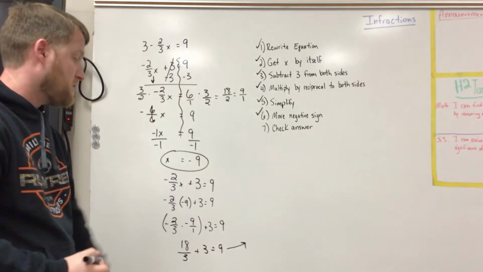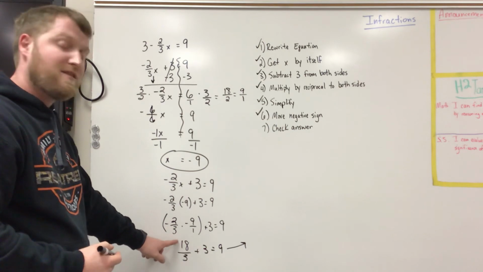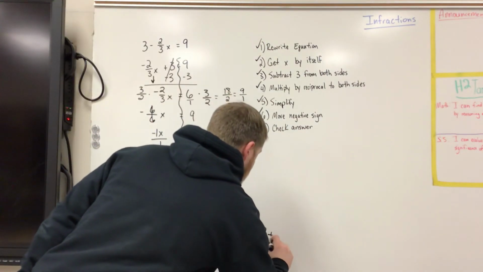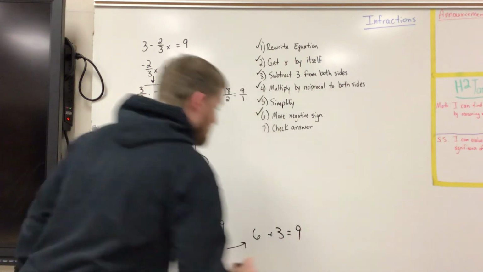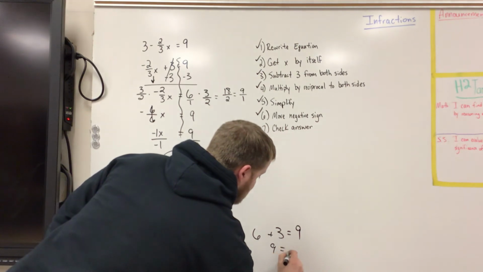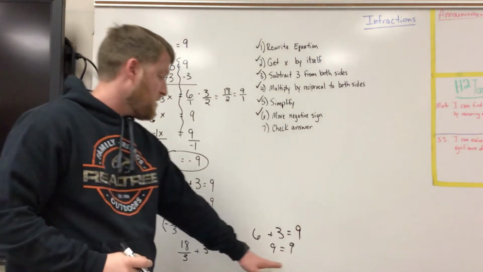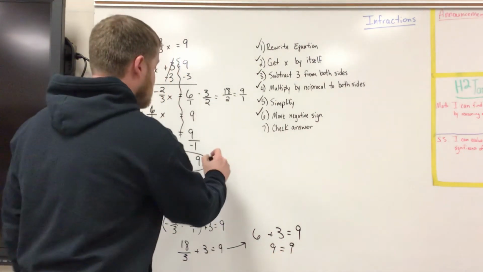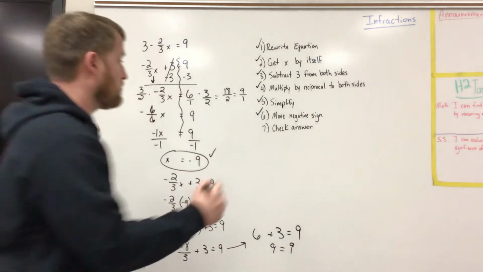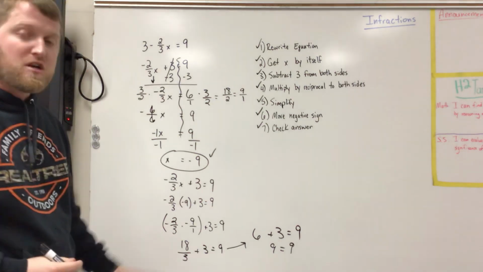I'll come over here, I'll run out of room at the bottom. So we got 18/3, or 18 divided by 3. Well, 18 divided by 3 is 6. So we got 6 plus 3 equals 9. And 6 plus 3 does in fact equal 9, so 9 does equal 9. What I have here is a balanced equation. That means when x is negative 9, the equation is balanced. So we're good. And this is how you check your answer.